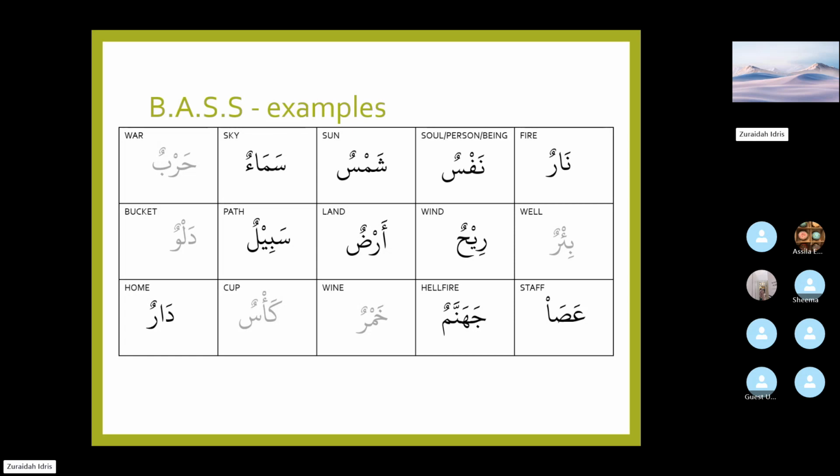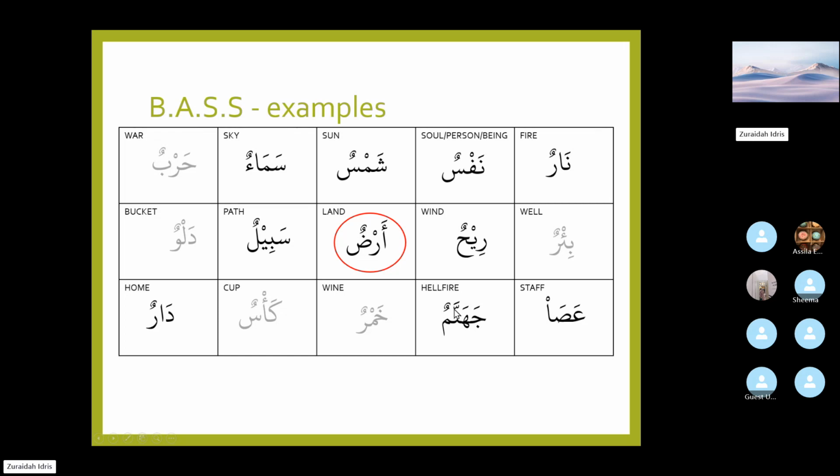Let me see. Okay. Dalwun, as I say, only appears once. Someone mentioned Sama'un. Sama'un actually appears over 300 times in the Quran. Close. Nafsun, yes, 295 times. That's how often it goes.